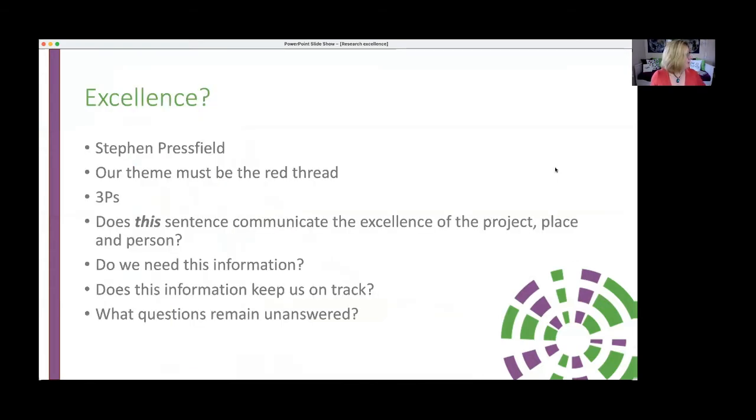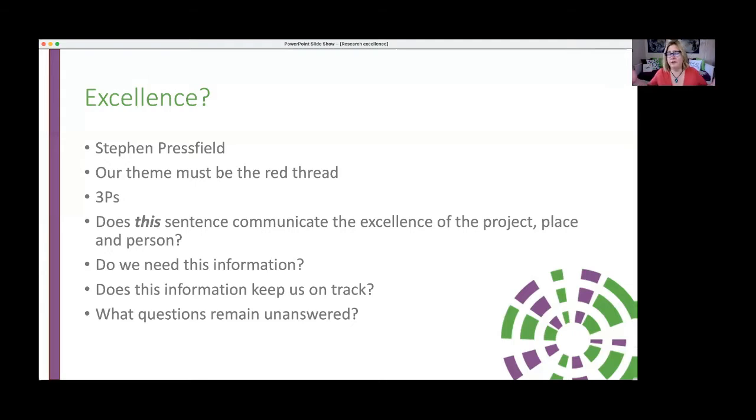Another great book is by Steven Pressfield, who has written non-fiction, fiction, screenplays, novels, all sorts of things. His book is called Nobody Wants to Read Your Sh*t, with a word that starts with an S, ends in a T, and is four letters. Again, he comes back to this idea of what is your theme? The theme must be the red thread.